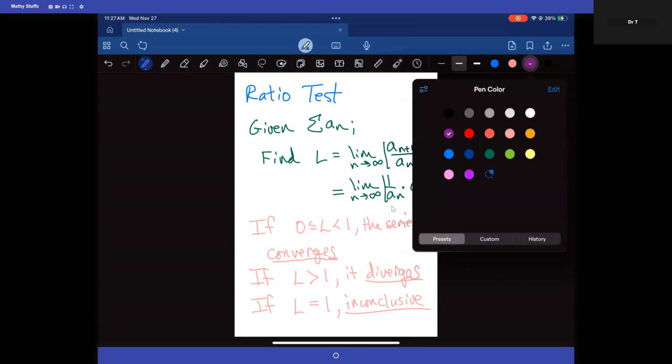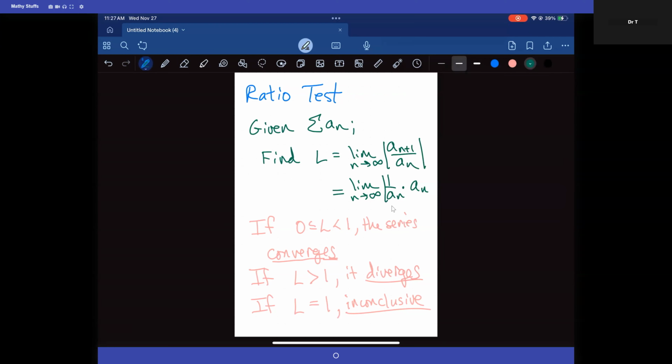Plus 1 there. So notice how I turned the division into a multiplication. I took the reciprocal of the nth term times the n plus first term. And I'll explain how to do this in multiple examples on the next page.